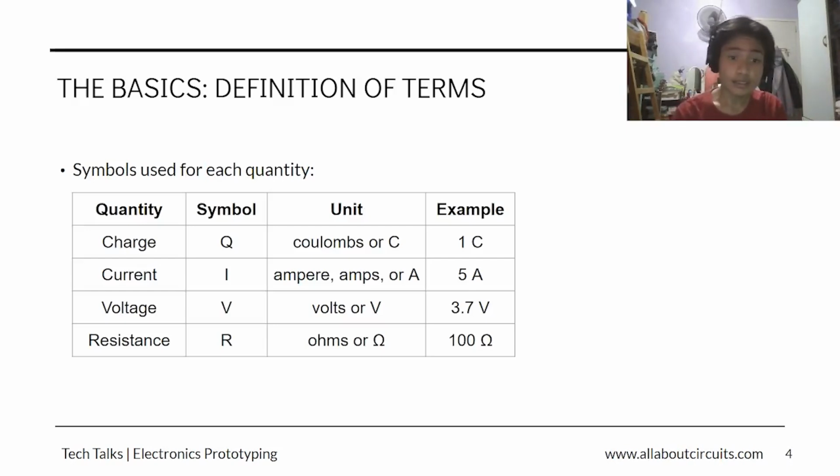For charge, the symbol is Q and it's measured in coulombs or C. Current has a symbol of I, measured in amperes or amps. Voltage, symbol of V, measured in volts. And resistance, R, is measured in ohms, or the Greek letter omega.